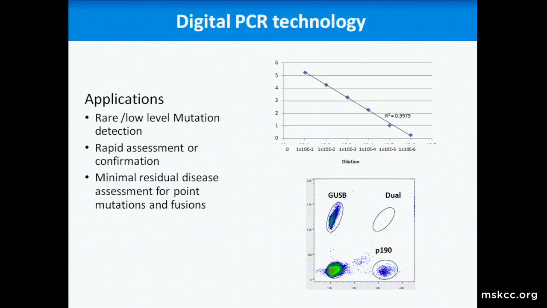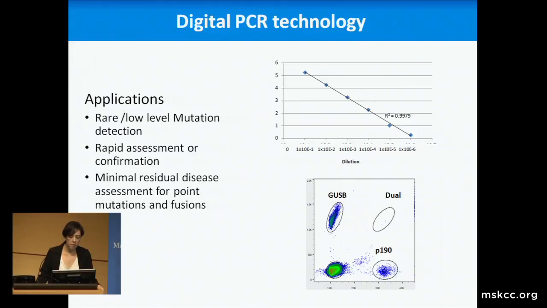Now, in terms of digital PCR technology, we talked about this. This is something that is going to replace the qPCR assays. These are assays that give you very, very high sensitivity. So you can go to 1 × 10⁻⁶. You can look for rare, low-level mutations, and do rapid assessment or confirmation of something that you weren't so sure about in any of the other assays.